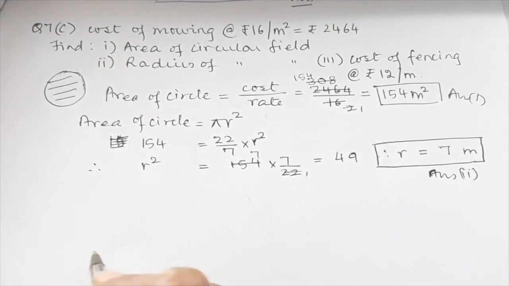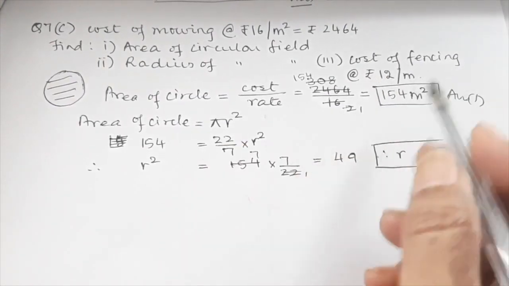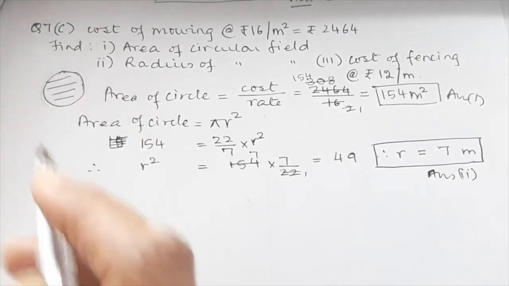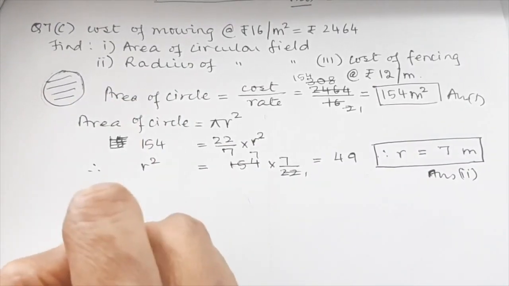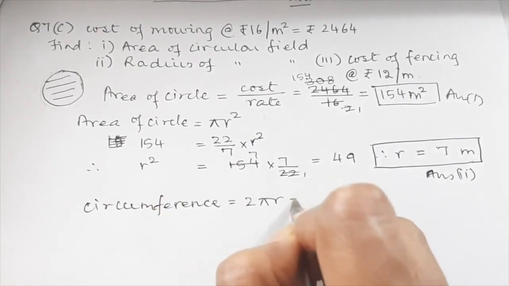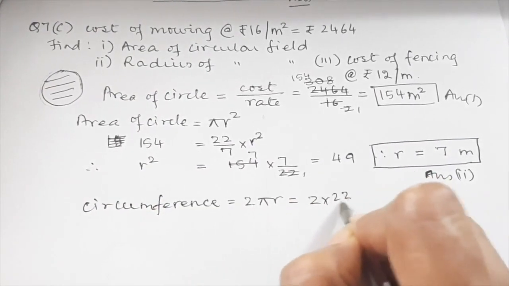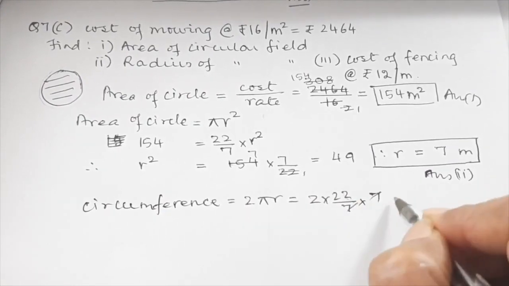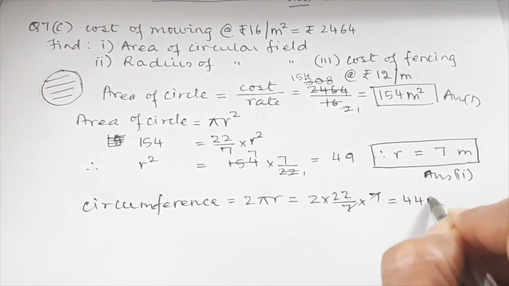And then the third part is find the cost of fencing. Now the fencing will go right round, which means you have to find the circumference. So circumference is 2 pi r, which will be 2 into 22 upon 7 multiplied by radius 7. 7 gets cancelled and we will have 44 meters.